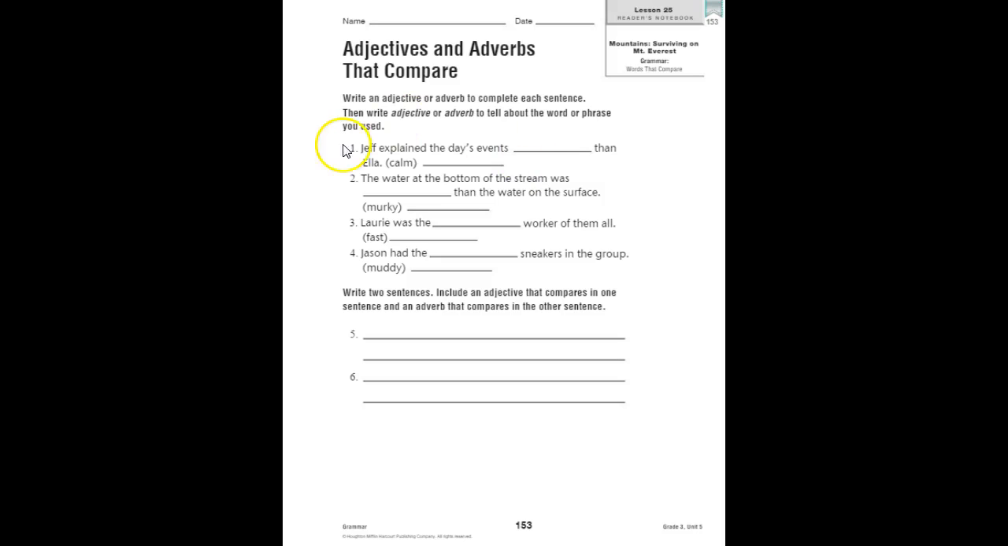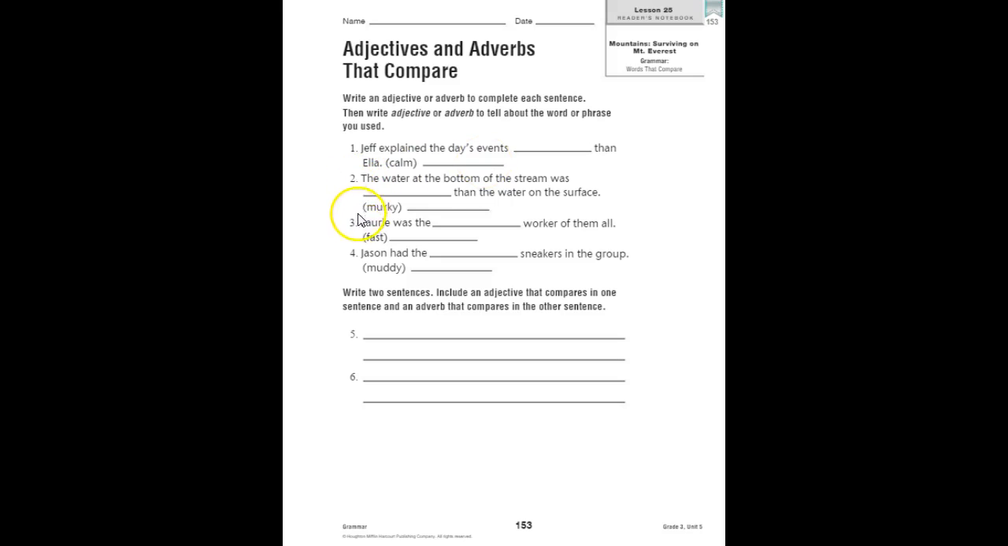Okay? So, Jeff explained the day's events, then Ella. We're talking about how Jeff explained and how Ella explained. So we are comparing two verbs. It's an action. And our word calm does not end in ly, but it needs to. So we're going to add the word more in front of it. So Jeff explained the day's events more calmly than Ella. And we decided that we were comparing two verbs. So on this line here, we'd write adverb.